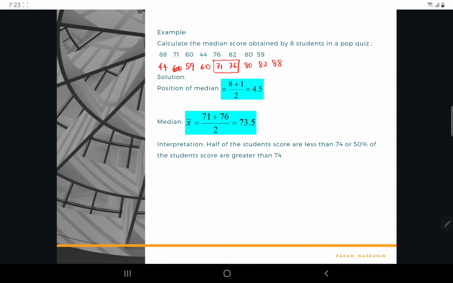It's very simple. Actually, the median is the middle data. So the middle data is here, where on the left side we have 3 data and on the right side we have 3 data, meaning that 71 and 76 are the middle data. So you just need to find the average between these two numbers.